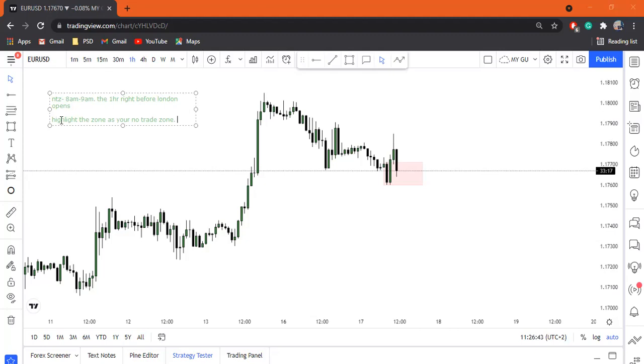And then the next thing, for a valid setup, the range, your no trade range, that's the 1 hour candle, should be less than 30 pips, right?